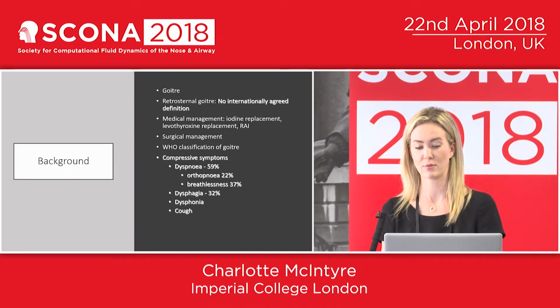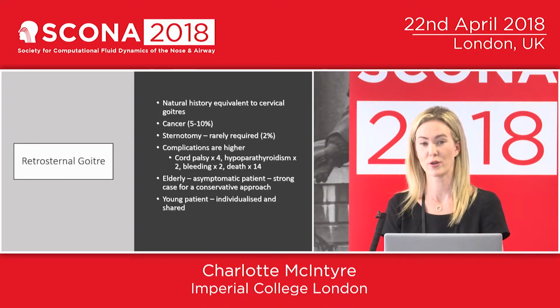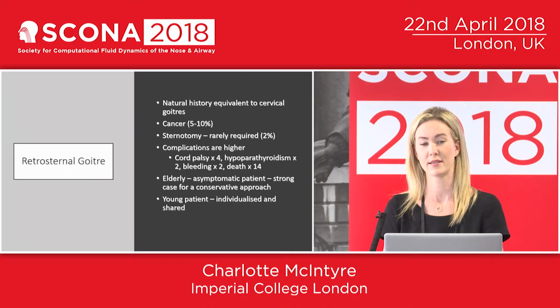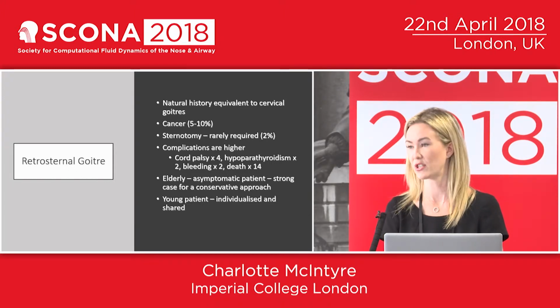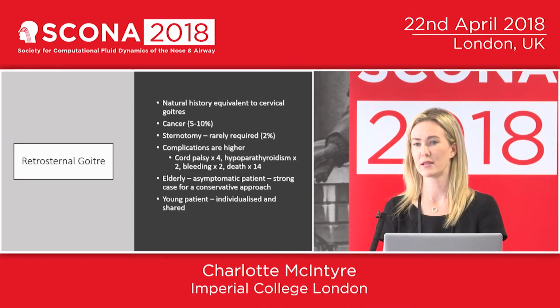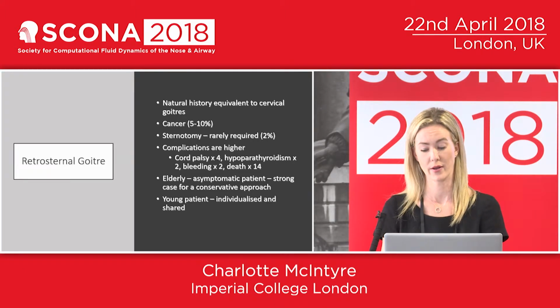In terms of compressive symptoms, the patients often do complain of shortness of breath. They can have other things such as difficulty swallowing. The natural history of retrosternal goitres is equivalent to cervical goitres. In some patients, they do have rapid growth. In other patients, they can remain stable for many years. Up to 10% of these patients can have cancer within the thyroid goitre. And although a lot of these thyroid glands do extend below the level of the sternal notch, they can often be removed through a standard cervical incision in the neck, and sternotomy is not normally required.